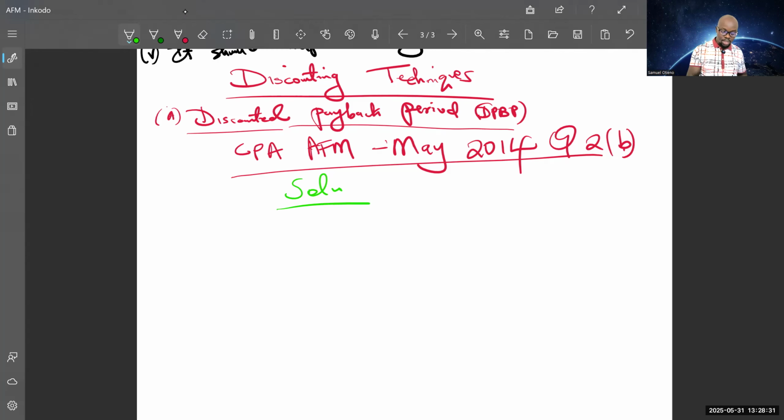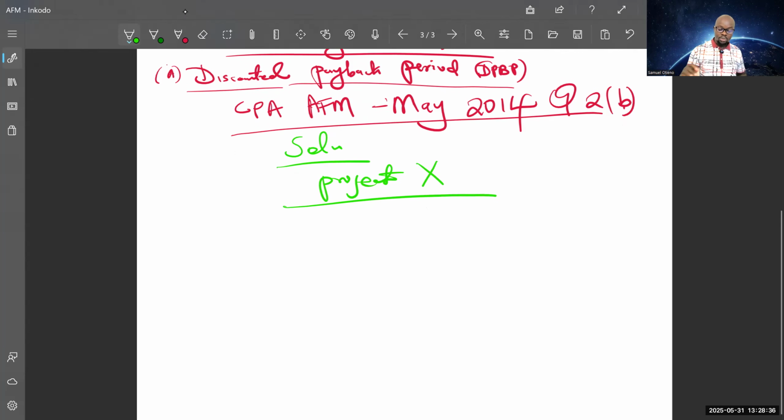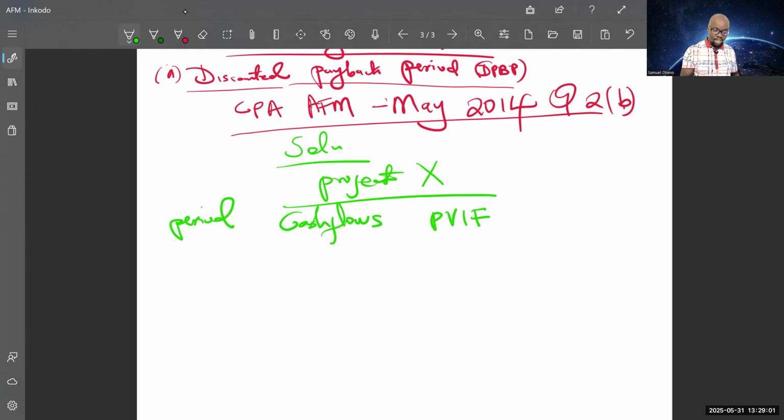We are starting with project X, the first project that we have. Remember, we are evaluating: you either choose project X or project Y, so we are choosing between two mutually exclusive projects. So write there period. Then cash flows. Then the present value interest factor, that is the discounting factor, and remember, it is R% and N periods. We are going to see how to apply that.